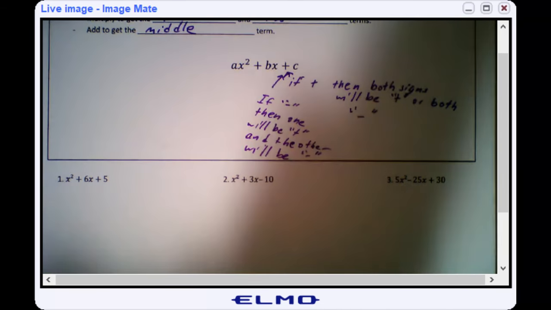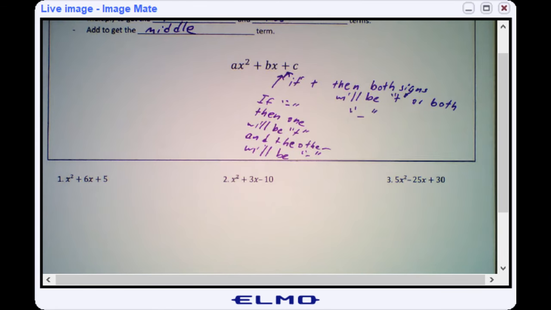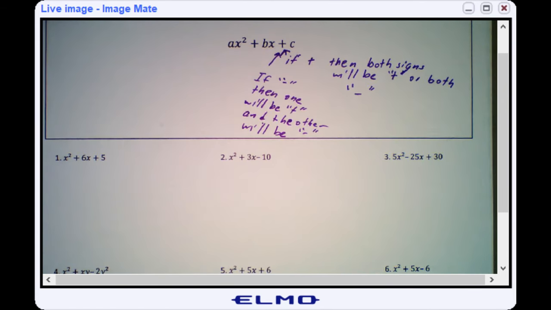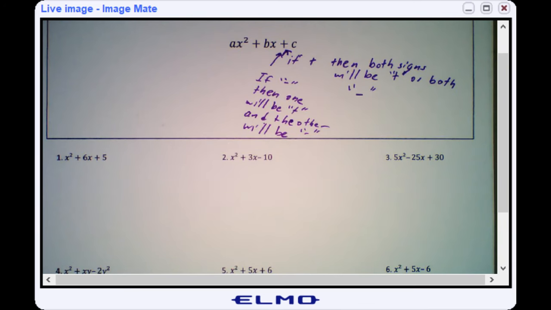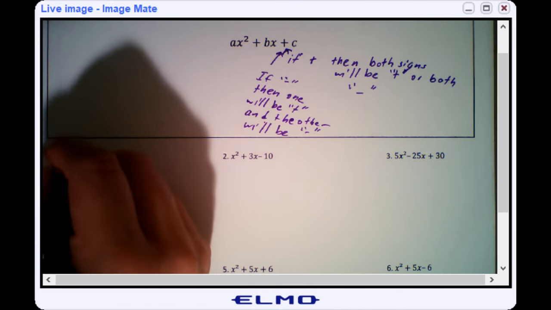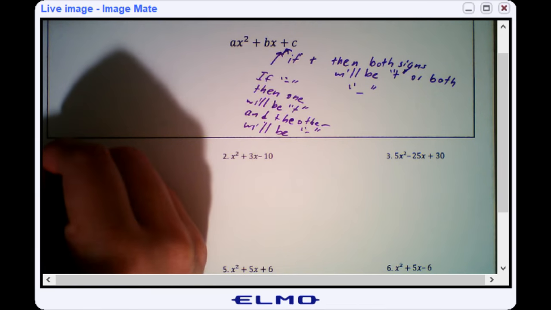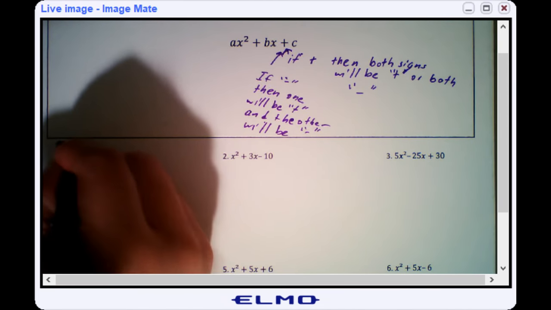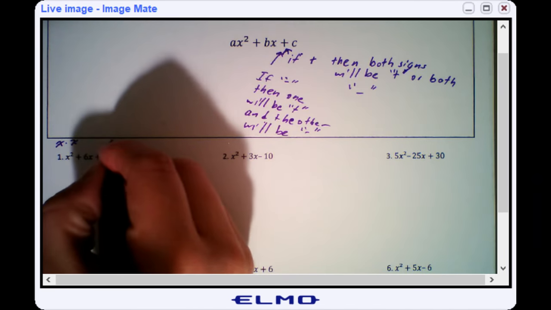So for the first problem, I've got x squared plus 6x plus 5. Look for GCF first. They don't all have x's and they don't all have coefficients except for one, so there is no GCF. Next I ask myself, what are the factors of x squared? What times what gives me that? X times x. What times what gives me 5? 1 times 5.